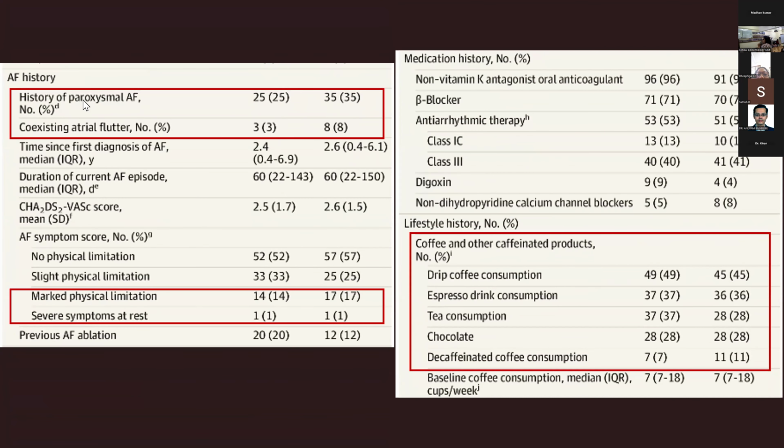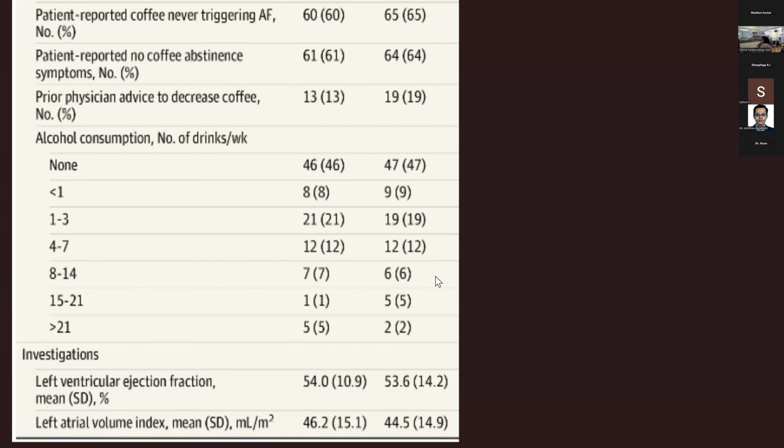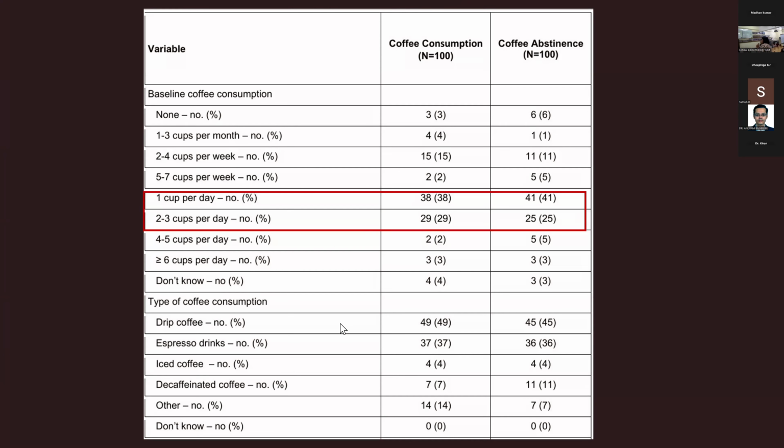And secondly, the history of previous paroxysmal AF, it was 25 in the coffee consumption and 35 in the coffee abstinence. And the symptoms of AF as such, the coffee consumption arm had slightly more symptoms. And there is not much of a difference among the type of coffee products which they used. And almost 50% of them were consuming alcohol. And very few were in the harmful use area. And their average baseline coffee consumption was around 1 to 3 cups per day, which is almost balanced on both sides.